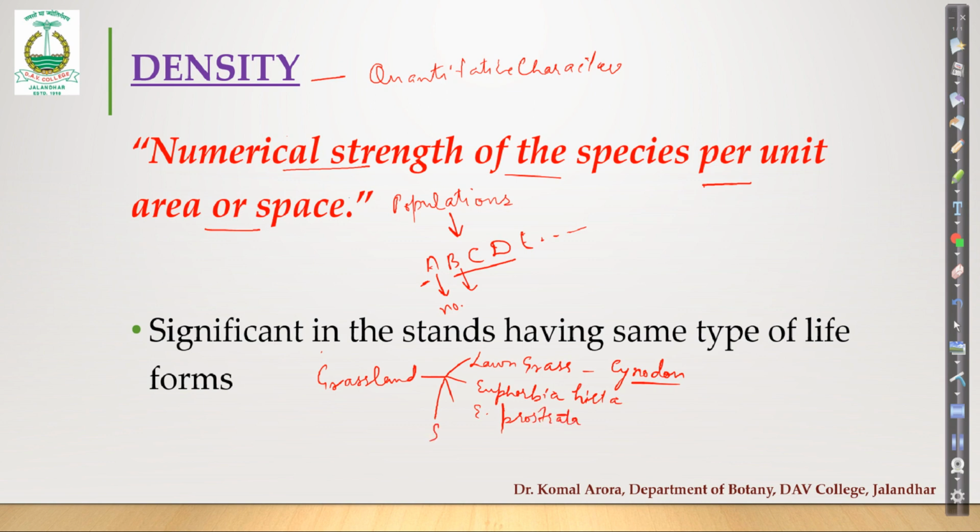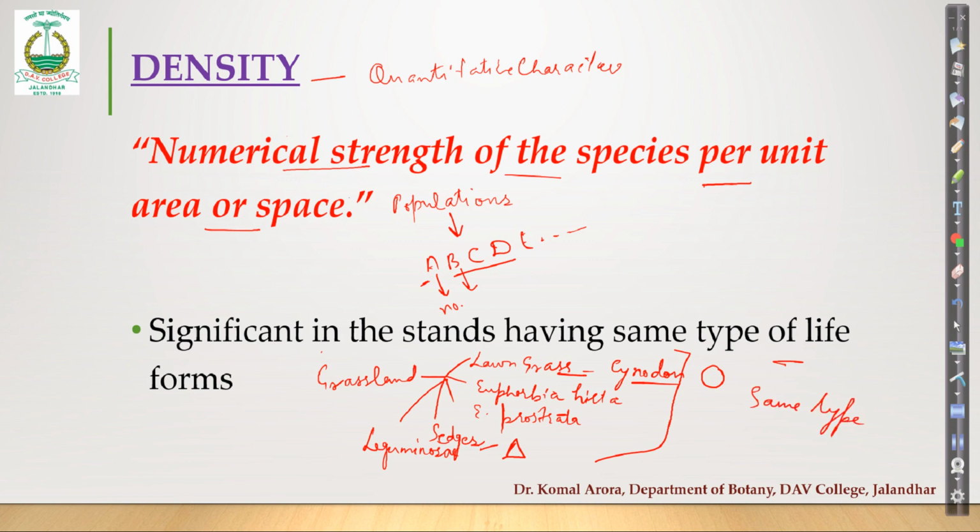Then, besides grasses, you can also find sedges there. What are sedges? Sedges have a triangular cross-section of the stem, whereas grasses have a circular cross-section. That is the difference. You can easily make out whether a plant is a sedge or a grass. Then you can have some members of Leguminosae, which are herbaceous. All these plants are herbaceous, with a height of only a few centimeters. So their life forms are mainly of the same type.